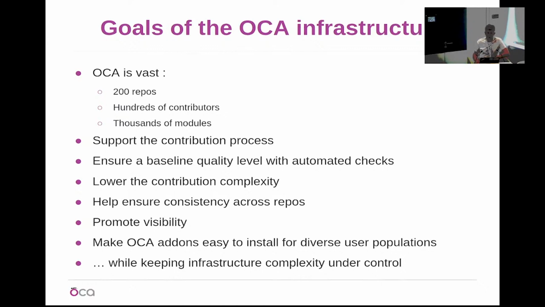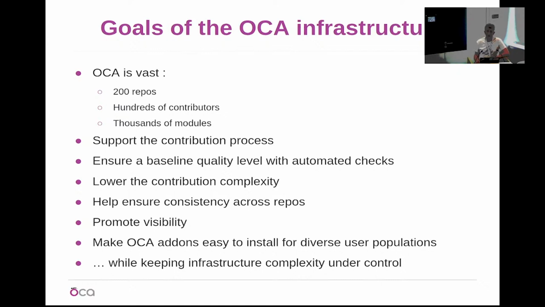So the reason we have this infrastructure is really to support the contribution process, to ensure that we have a baseline quality. The tools we provide don't create the quality, but at least they help. We have a baseline quality level with linters, code quality checks, license checks, and so on. And of course, everything to run the test suites. What we are trying to do is to make the contribution process as easy as possible. It's still not perfect, and we can always improve, but I think it has improved over time.